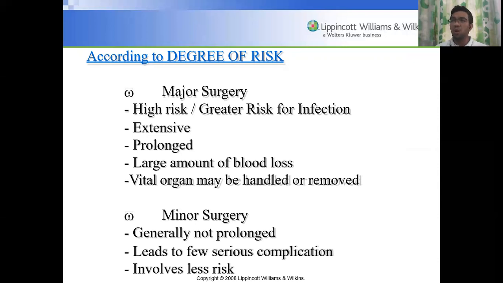Minor, they're not really prolonged. It can be done in less than an hour. And it leads to few serious complications, and it involves lesser risks. And I believe you're collecting 5 major and 5 minor surgeries for your cases. So that is according to the degree of risk.